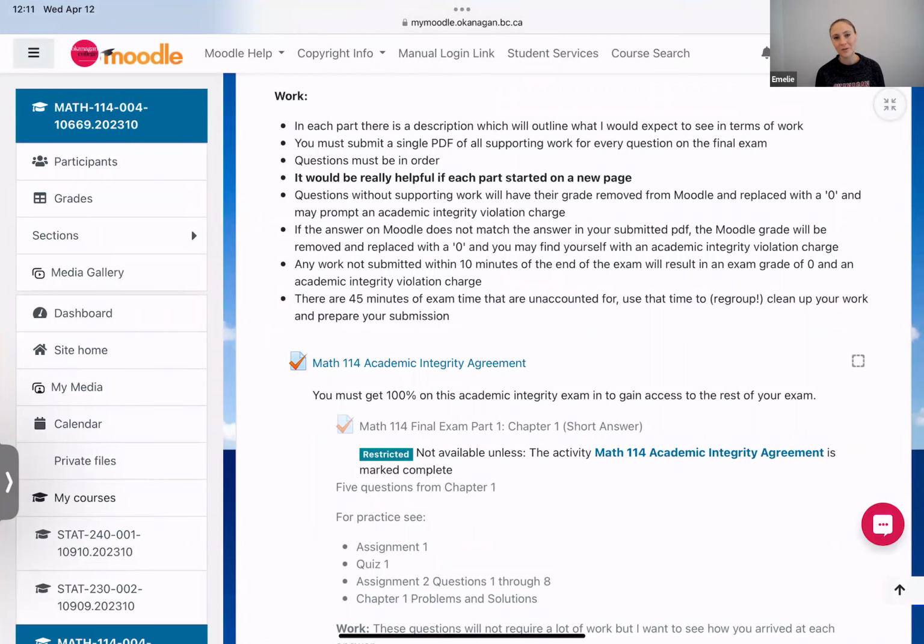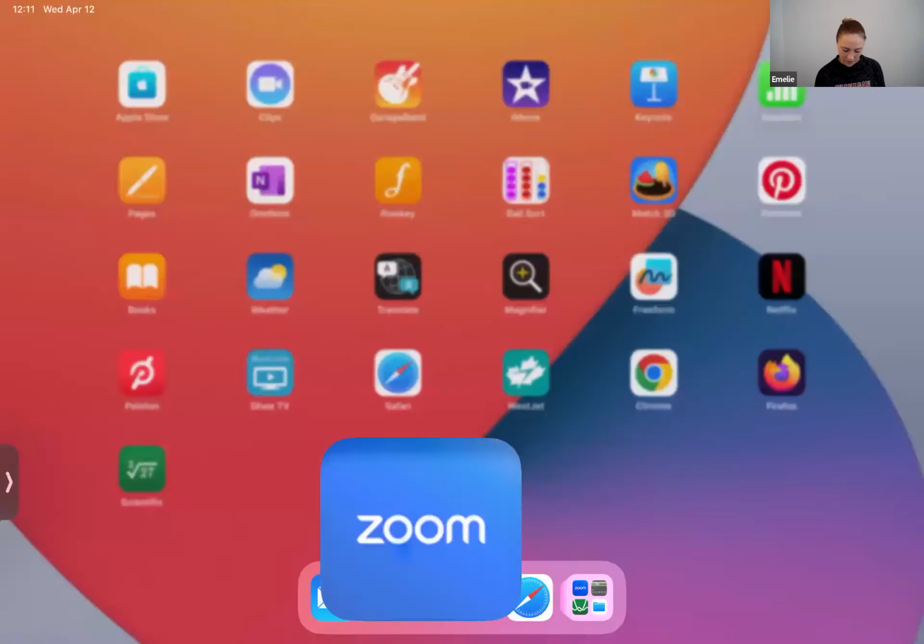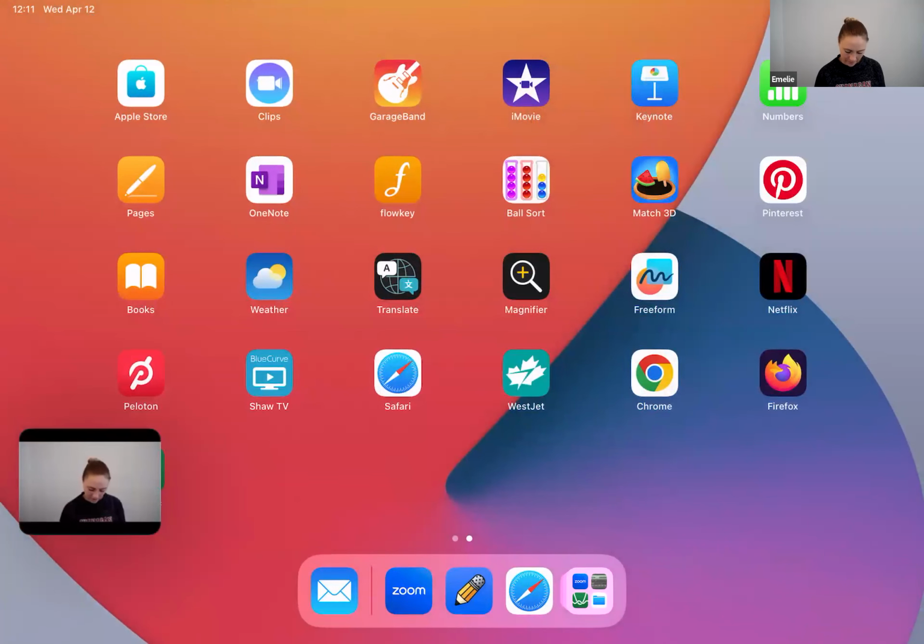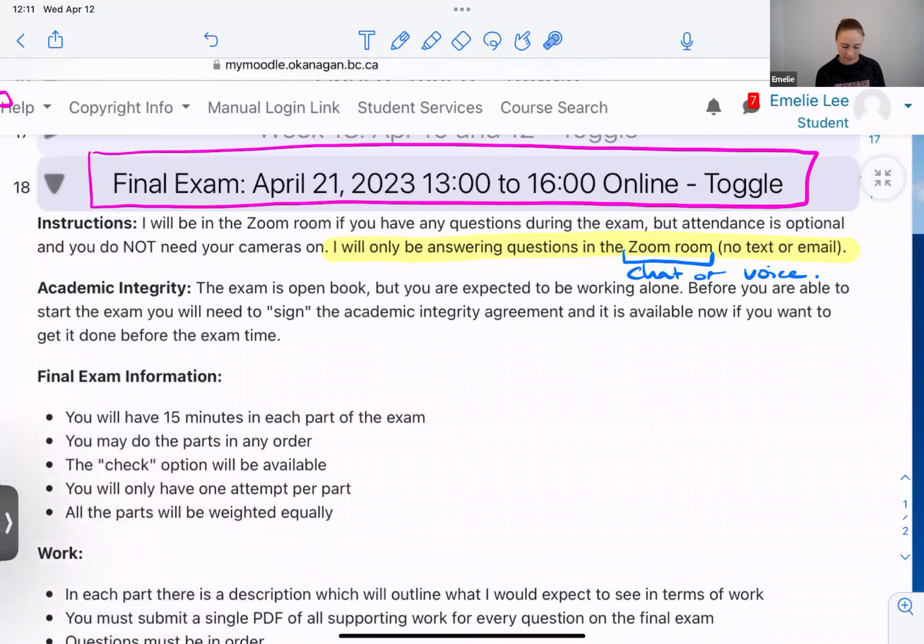You have to get 100% on it. You get multiple attempts if you need it, but you have to get 100% in order to gain access to the rest of the exam. So it might be a good idea to just get that over with right away, and not have to worry about it. Oh, wrong page. All right. So you have to do that. Before you're able to start the exam, you'll need to sign the academic integrity agreement.